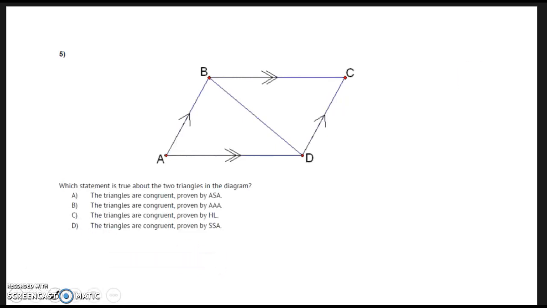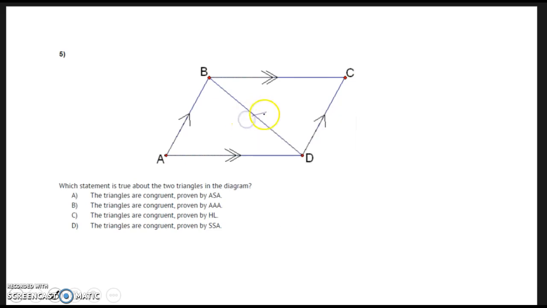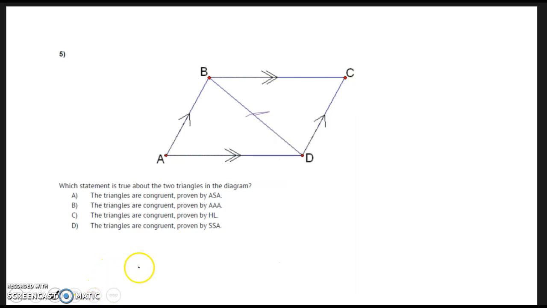All right, so here we have two triangles that are actually forming a parallelogram in number 5. Notice that they actually share a side, which is the diagonal in the parallelogram. So we know automatically that they have one side in common, but we want to know what else they share. What would allow us to prove that they are congruent?